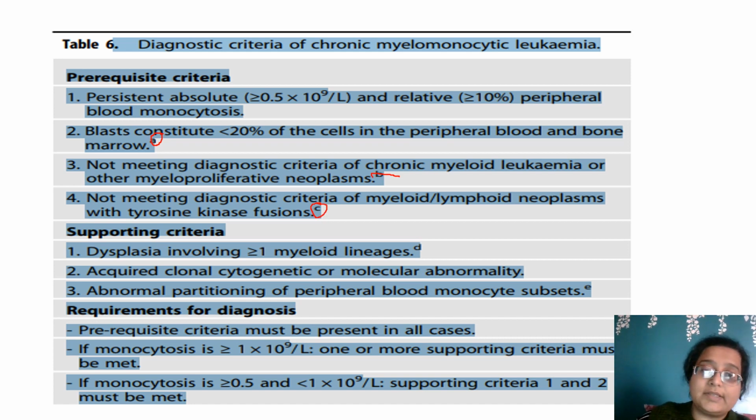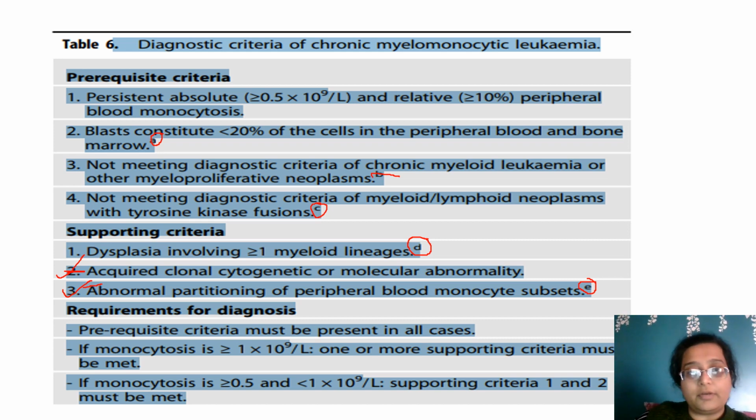As I told you, dysplasia involving one or more myeloid lineages, with a rider D. Acquired clonal cytogenetic or molecular abnormality, and abnormal partitioning of peripheral blood monocyte subsets, there's a rider E. Alright, so you have to detect dysplasia and clonal or cytogenetic abnormality and abnormal monocyte subsets in flow. Fine. This is a flow finding, this is a molecular and cytogenetic finding. What are the requirements for diagnosis?